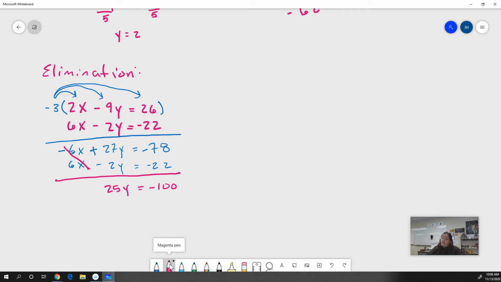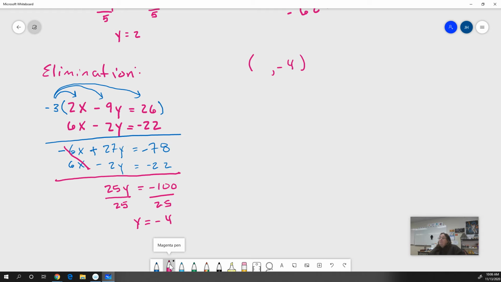To solve for y, I just have to divide by 25. We have 25 multiplied to it, so I can just divide by 25 and divide by 25, and I get y equals -4. So I know my first part of the point. It's -4 where the y would be.